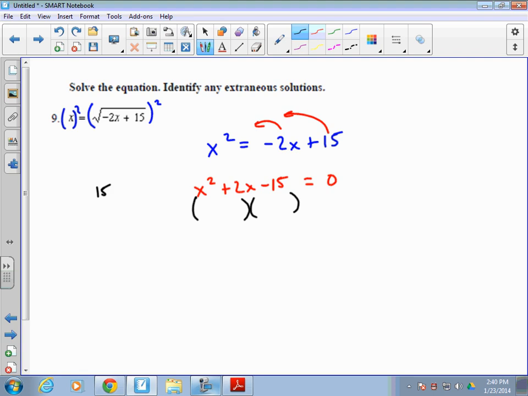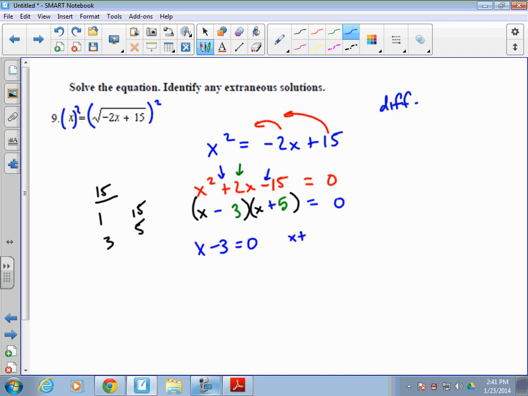Factor out your c value, 15. 1 and 15, and 3 and 5. The only pair that gets you to the b value 2 is 3 and 5. So you want to use those numbers 3 and 5. The sign in front of the c value tells you it's negative this time, unlike the last time, so the signs are going to be different. The sign in front of the b value tells you that the larger one is plus. 5 is larger than 3, so that one becomes plus. They're different, so x minus 3 and x plus 5. And both of these are equal to 0. So you write it as x minus 3 equals 0 and x plus 5 equals 0.